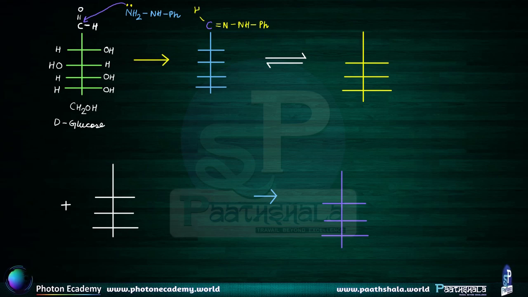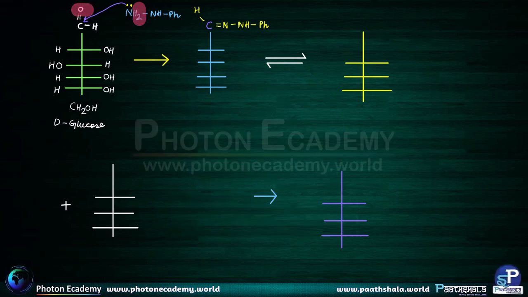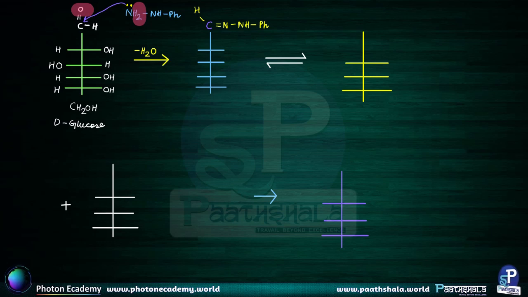This happened because the H2 of this N and the oxygen of the C double bond O, that is the carbonyl group, are lost as water. So what is being lost? We are removing a water molecule, and then this double bond is getting attached to the hydrazine. Now what are we left with? The same structure of D-glucose remains at the rest of the valencies of the chiral carbons.